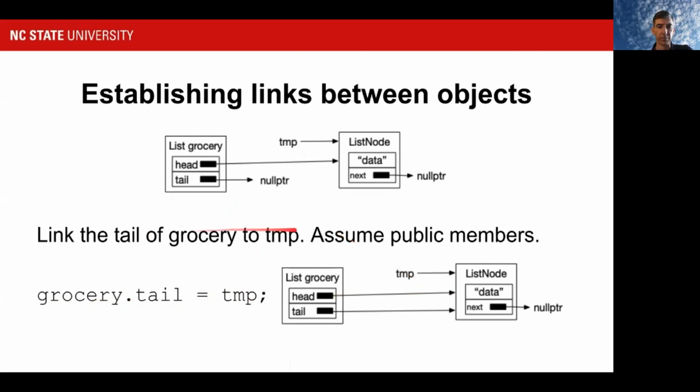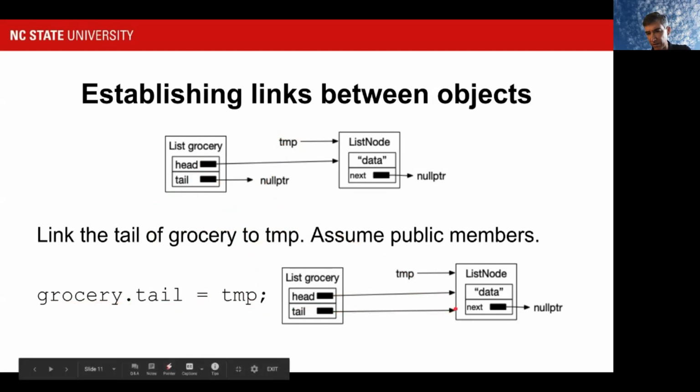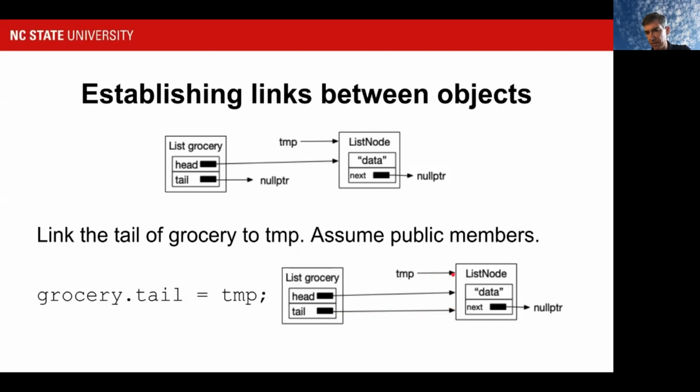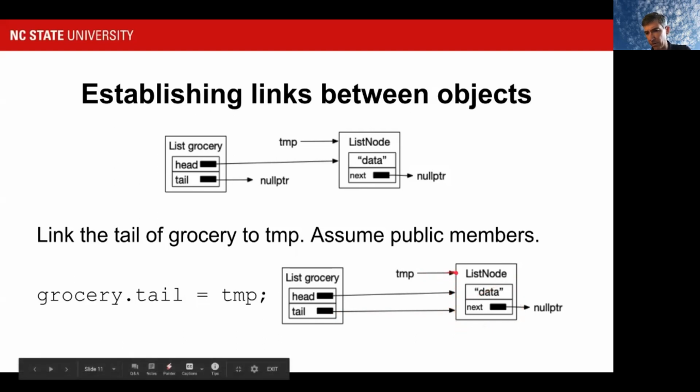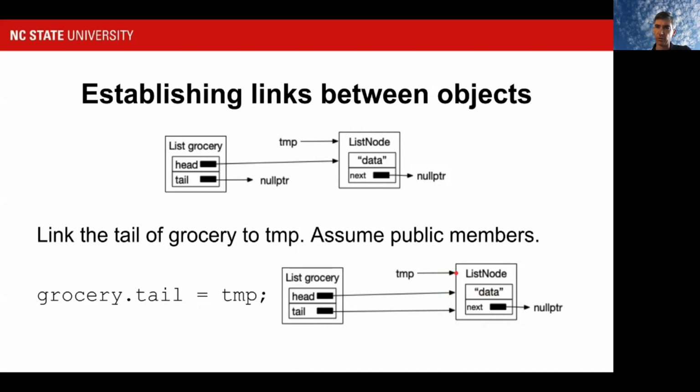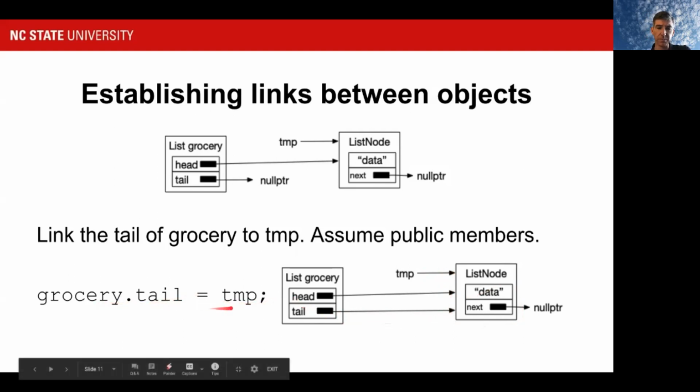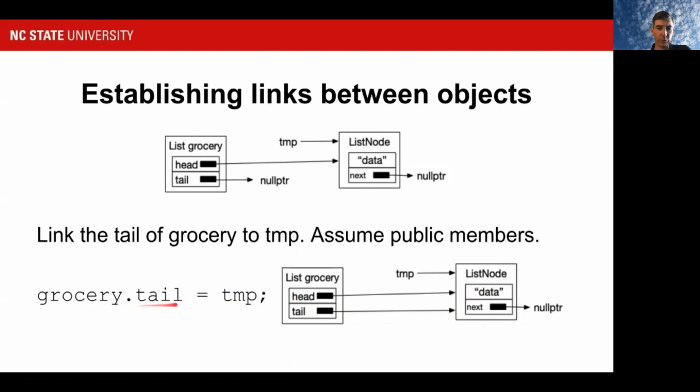Now let's say I want the tail of grocery to point to temp. Well, I would do that in the same way. I would say grocery.tail is equal to temp. And so when I do that, it makes tail point to the same thing that temp is pointing to. It doesn't matter where on this box I draw these arrows going to. If they're drawn to the perimeter of the box, they all have the same value. So temp, head, and tail all have the same value, which means I could have achieved the same result by saying grocery.tail equals grocery.head. That would have also worked to give me the result I wanted.